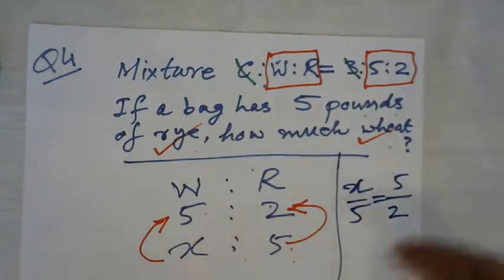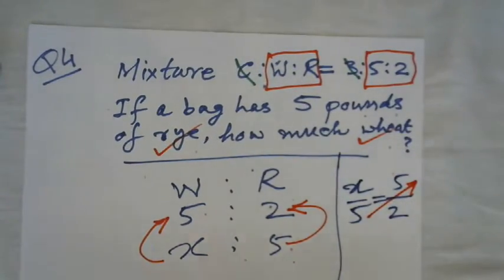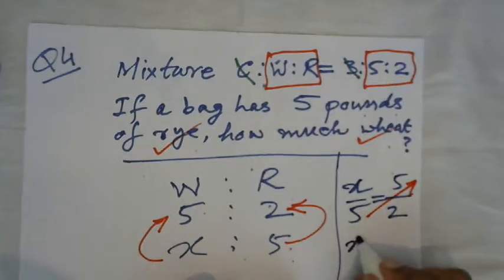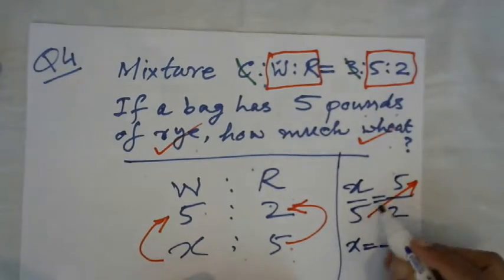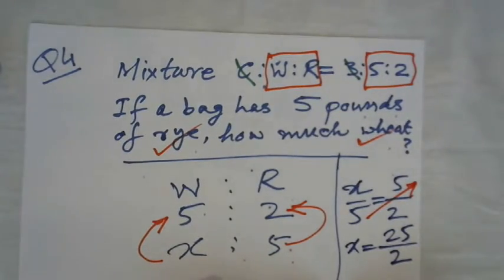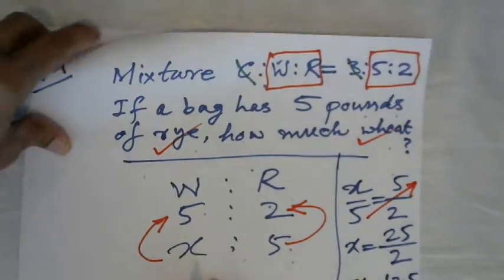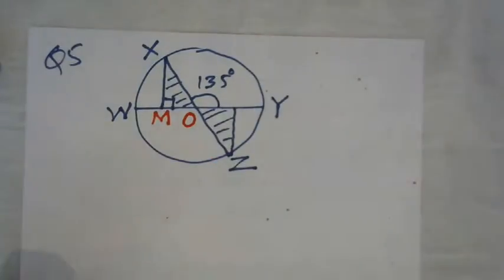I transfer 5 to the other side. That will go in the numerator, and I will have x is equal to 5 times 5, which is 25, divided by 2, or you can say x is equal to 12.5. That's the answer. Then we move on to question number 5.